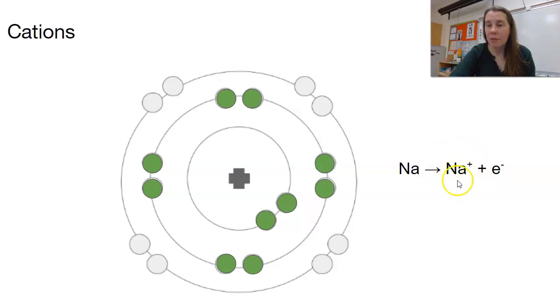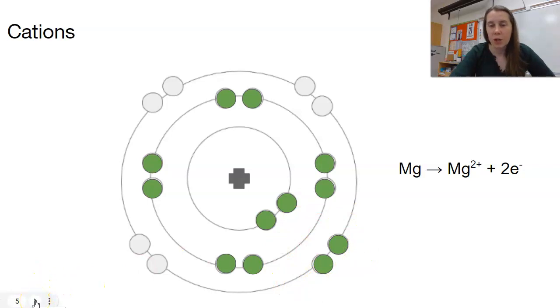And ions that have a positive charge, we call cations. So that's how it's pronounced. It's not what sometimes students say. And that just means that it's an ion that has a positive charge. If we look at another example, we could look at magnesium. It has 2 valence electrons, so it's going to give both of those electrons away and end up with a positive 2 charge.